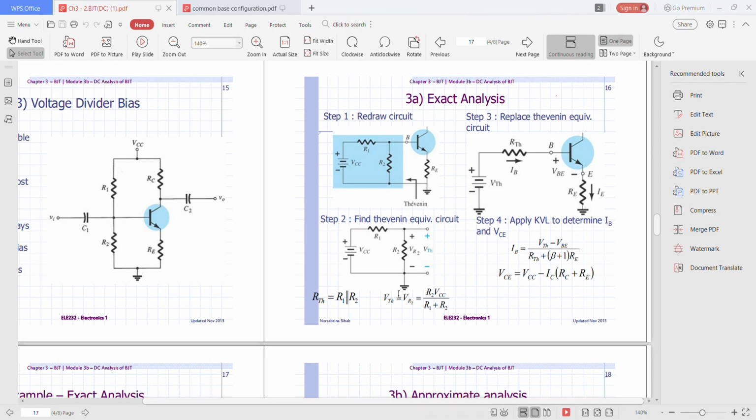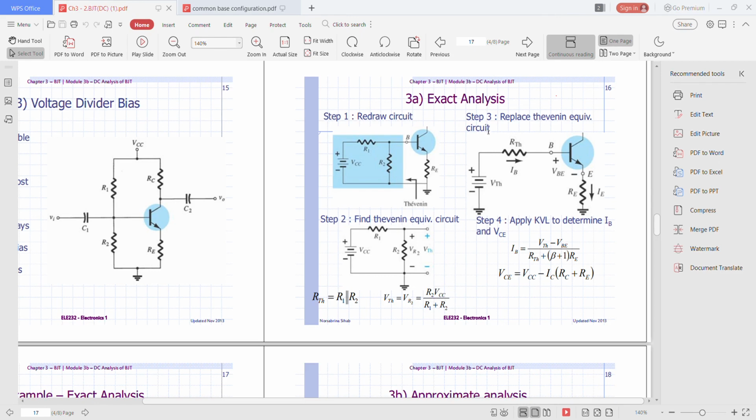And the other one, VTH. If you want to find the value of VTH, you need to find the voltage at resistor R2. In order to find the voltage at resistor R2 by using the voltage divider rule, you will get R2 multiplied by VCC over R1 plus R2. This is actually the voltage divider rule.